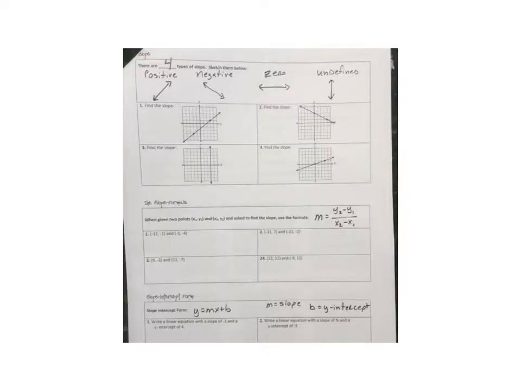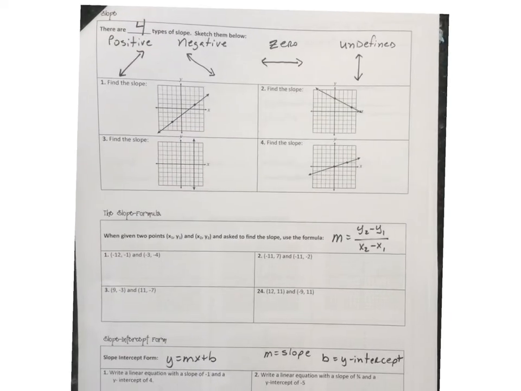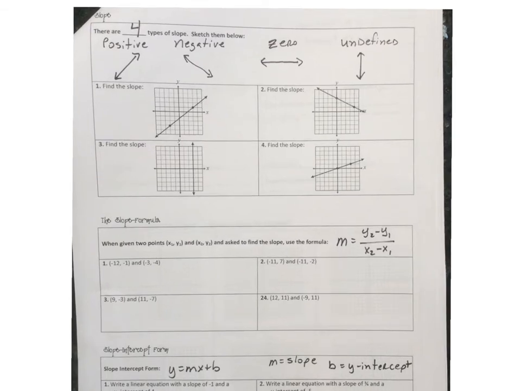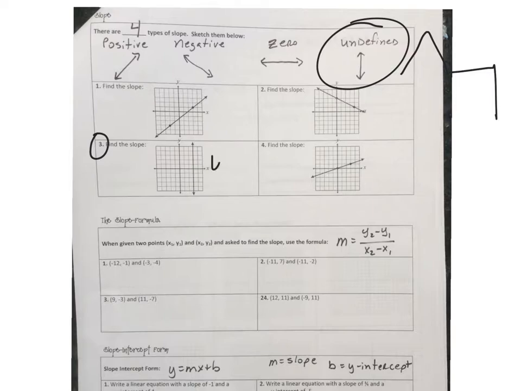On number 3, on page 3, there are 4 types of slope. Remember, this is like my little story that goes positive, negative, 0, undefined. So those are the 4 slopes. You've got to find the slope. So count. I've given you 2 points. Like on number 1, just do rise over run. Number 2, rise over run. Number 3, rise over run. And number 4, rise over run. Number 3, well, if you look at number 3 is undefined. So you just write undefined.